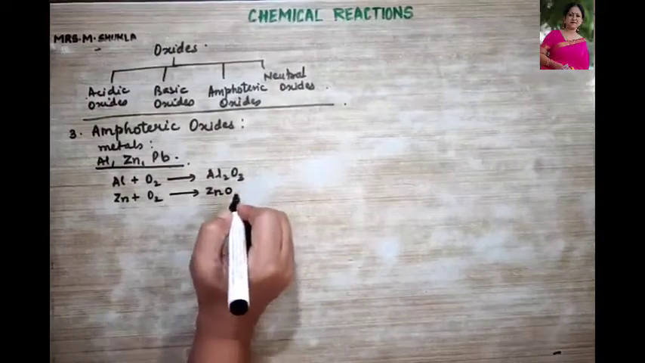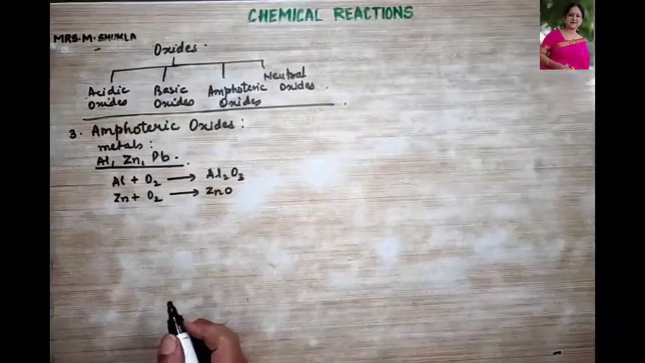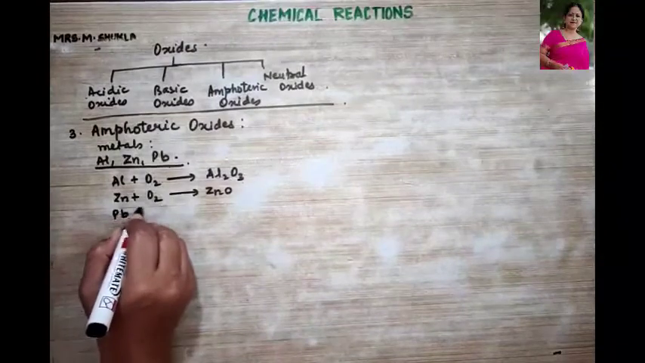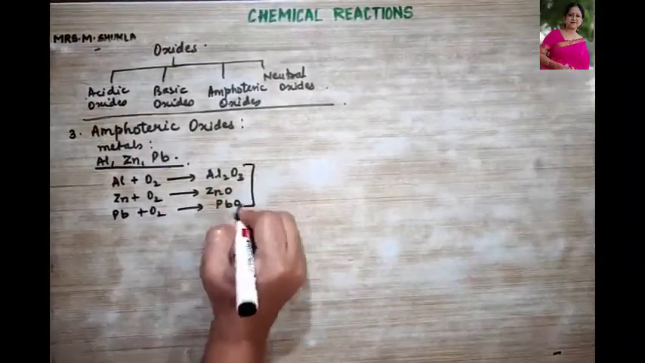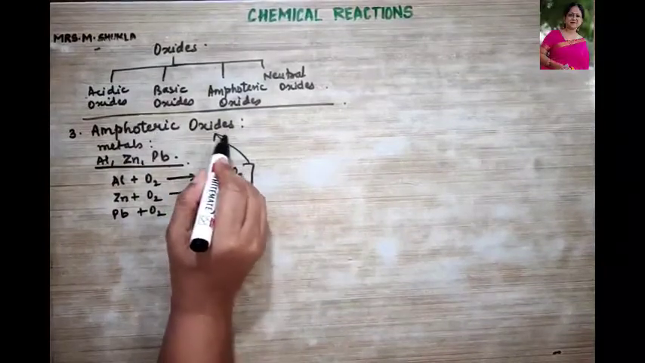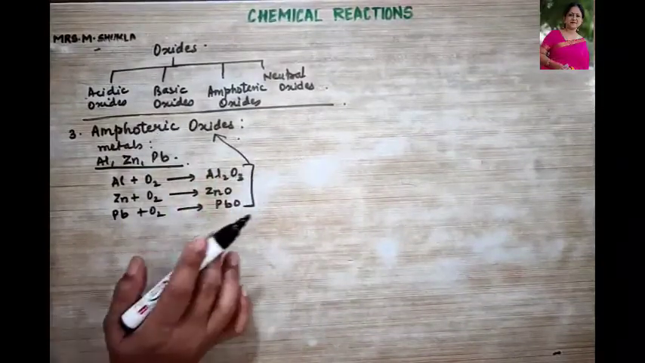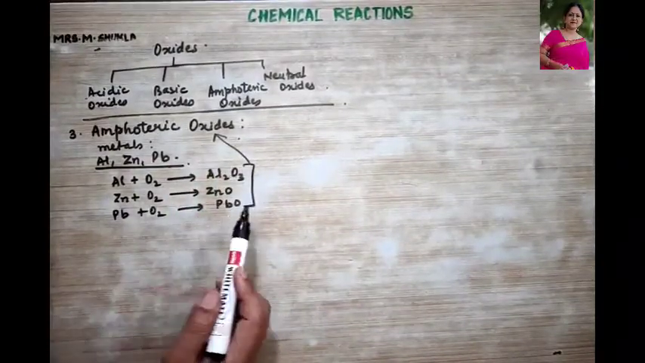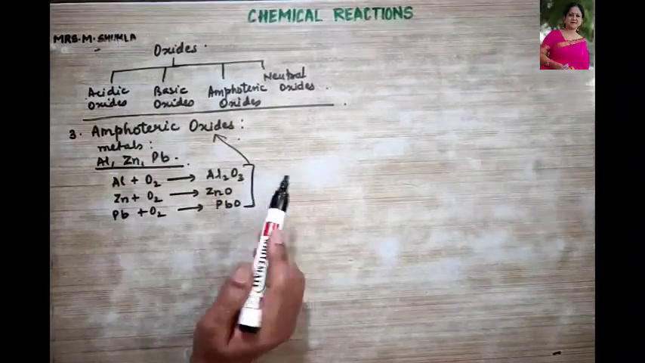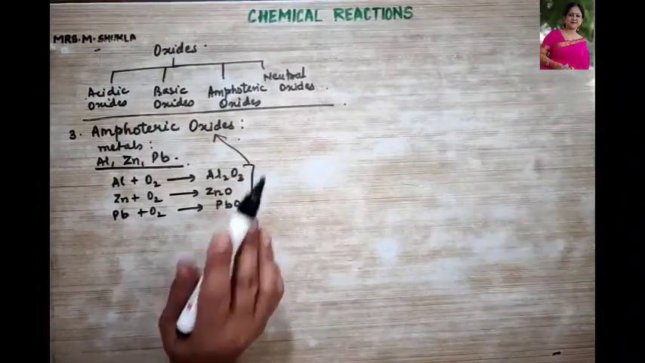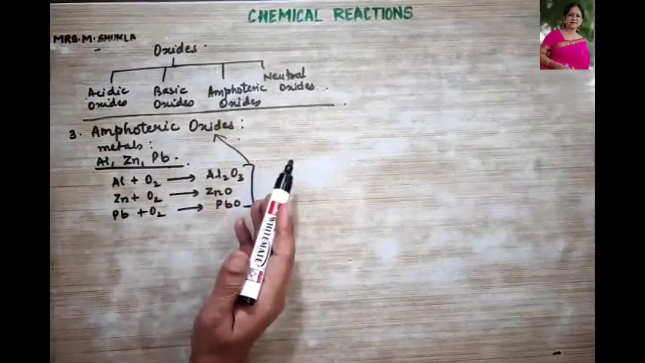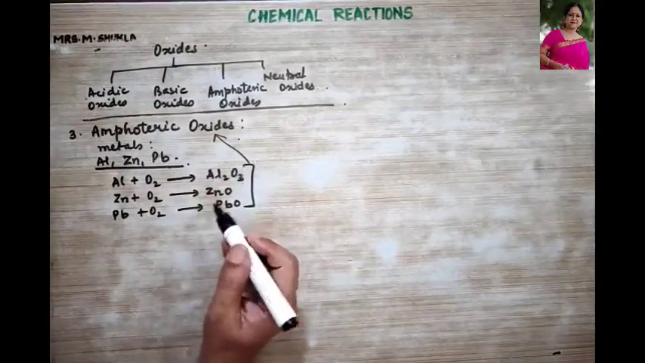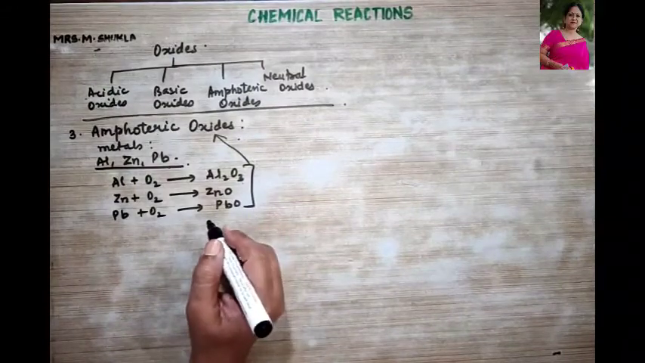Zinc oxide. This is your amphoteric oxide. Then lead combines with oxygen to form PbO. So what are these? These are your amphoteric oxides. Now, as I said, these amphoteric oxides exhibit both acidic and basic nature, meaning to say that they react with both acid as well as bases.